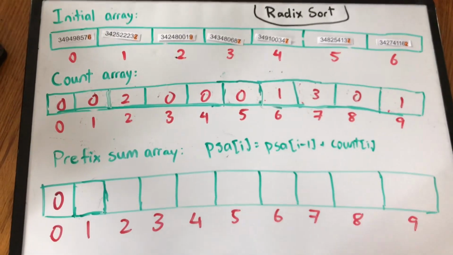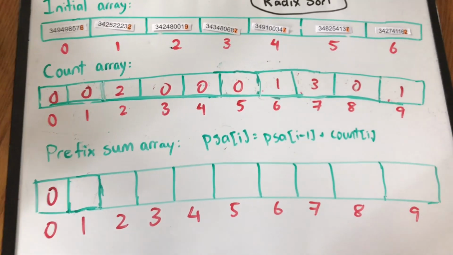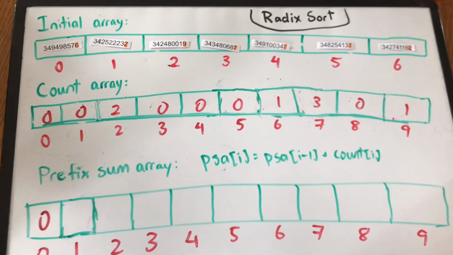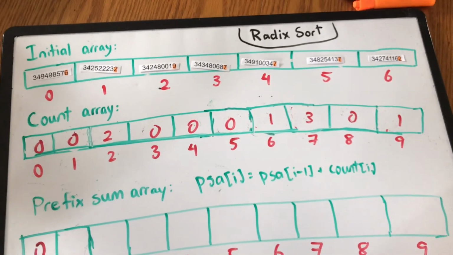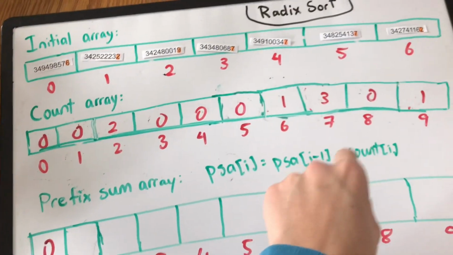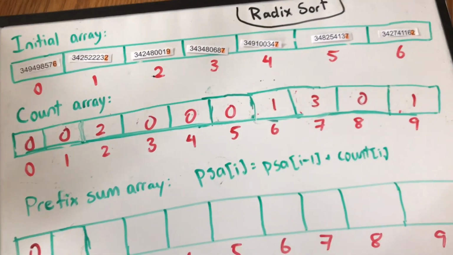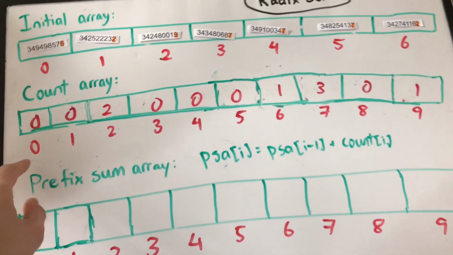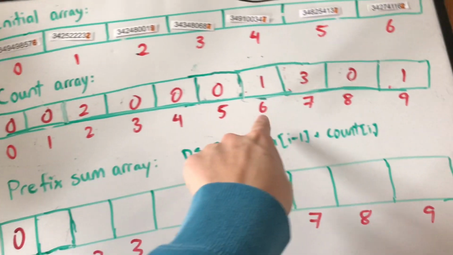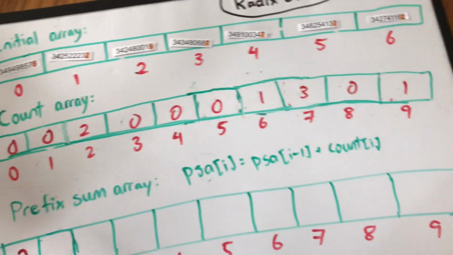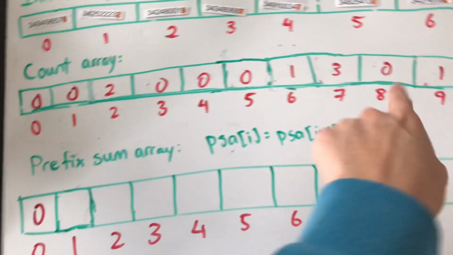Thankfully, there is actually a way to calculate the prefix sum array in linear time. Let's say we knew the prefix sum array for 6. If we wanted to calculate the prefix sum array for 7, all we need to do is add 3 to the previous one, because the previous one represented the prefix sum from 0 all the way to 6. So when we add 3 to that, it now becomes the prefix sum from 0 to 7.